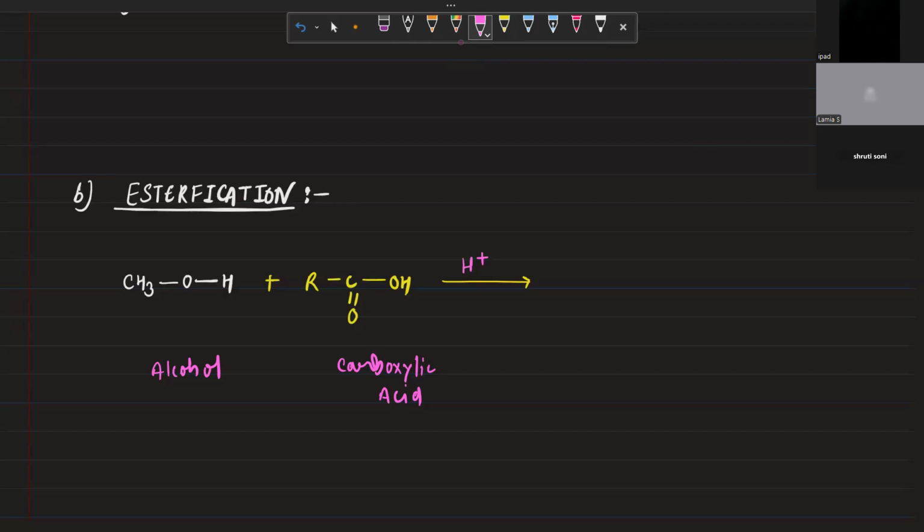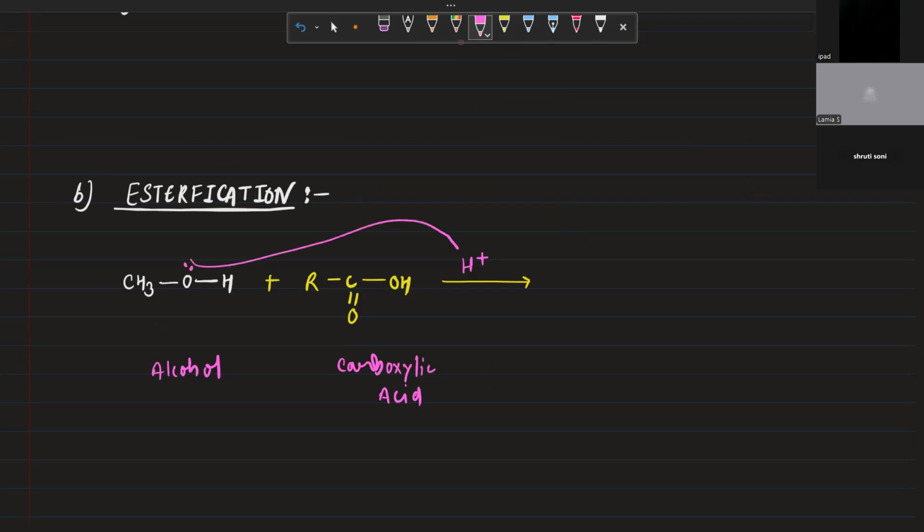So let's suppose we start with acidic medium. There are two types of mechanism in the case of esterification. The first is acidic medium, and the other is in the presence of basic medium. We only need to learn one mechanism, so we start with acidic medium and see how the reaction will proceed.